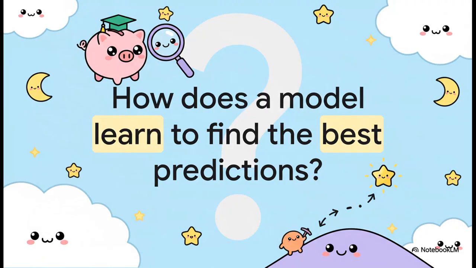Okay, so we know models learn by trying to make that cost function as low as possible. But how? I mean, how do they actually do it? It's not like they can just look at the whole landscape of possible errors and pick the lowest point. The actual process is way more clever, and it's all about taking one step at a time.